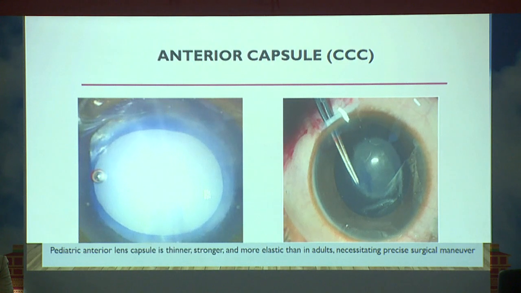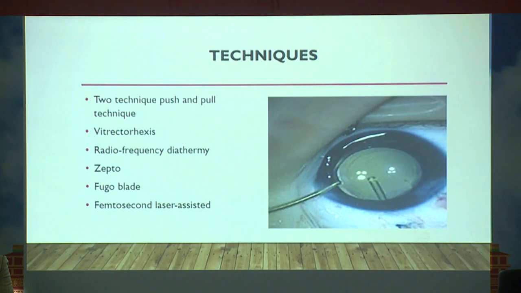So anterior capsule management is very important because this capsule is thinner, stronger and more elastic than in the adult. So you have to be precise in your surgical maneuver. You can use the Kenneth Stell's two-incision technique, push and pull, where you give two incisions and then continue it. You can use a vitrorhexis, or a gyptome is coming, where you can get a circular rhexis. Femto, they are saying, but it is difficult under GA to do these cases.